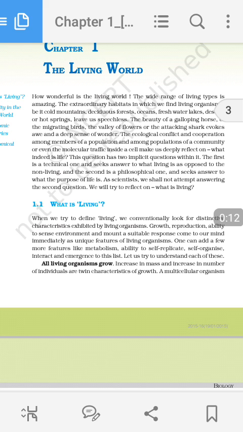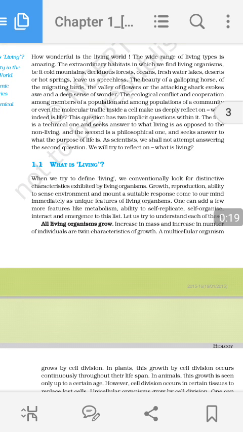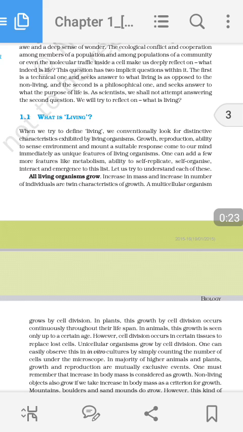Okay, so we will start our first topic here, that is what is living. How can we define a living thing? Okay, so what does it say? When we try to define living, we conventionally look for distinctive characteristics exhibited by living organisms.